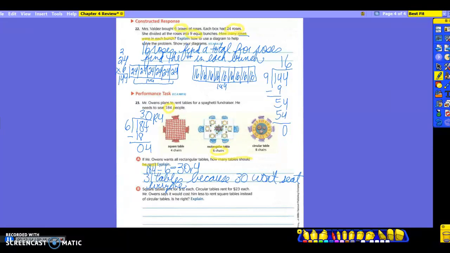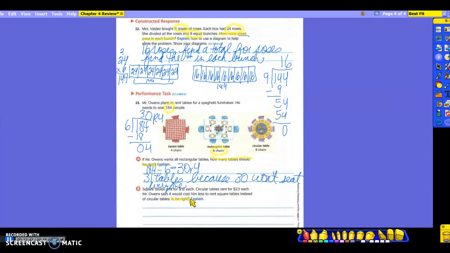Square tables, rent for $12 each. Circular tables, rent for $23 each. Mr. Owens says it would cost him less to rent square tables instead of circular tables. Is he right? Then we have to explain as usual. So, is he right is my question, so we need to make sure that that's the first thing we're answering.